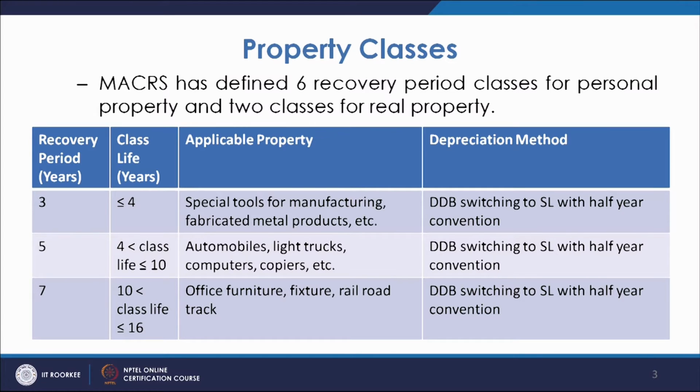Then the 7-year period has a class life of more than 10 years, but less than or equal to 16 years. The assets which come under this category are office furniture, fixtures and railroad track, and again the same depreciation method is applied, DDB switching to straight line with half year convention.